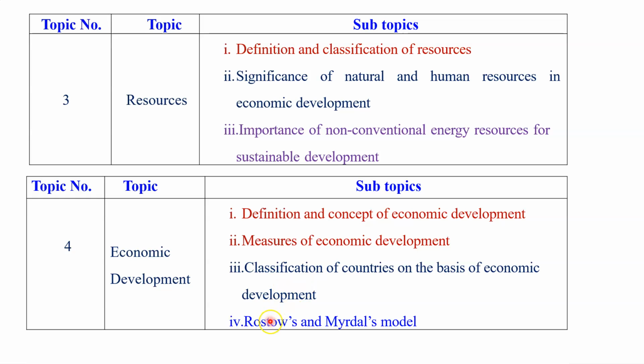The last topic is also very important, that is Rostow's and Myrdal's model. You know that, students, both models are very important in the study of economic geography. Rostow was an American economist. He proposed his theory of stages of economic growth in 1960. He explained his theory with the help of 5 stages of economic growth, whereas Myrdal was a Swedish economist and he proposed his famous model about spatial models of economic development that we are going to discuss in detail.